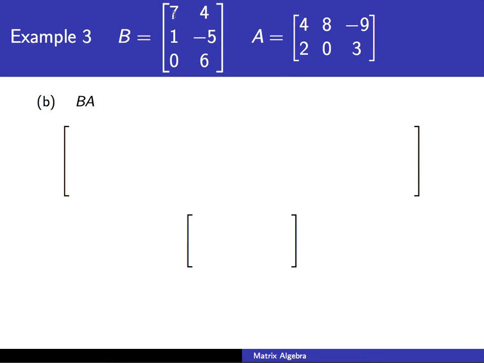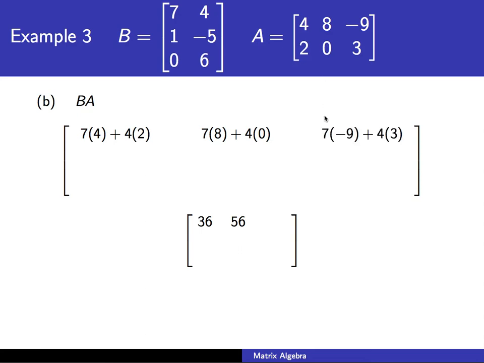So in any event, let's start with the first row of B times the first column of A, and we're going to have 7 times 4 plus 4 times 2, which gives us 36. Now the first row of B times the second column of A, we have 7 times 8 plus 4 times 0. That gives us 56. First row of B times third column of A, 7 times -9 plus 4 times 3 gives us -51.